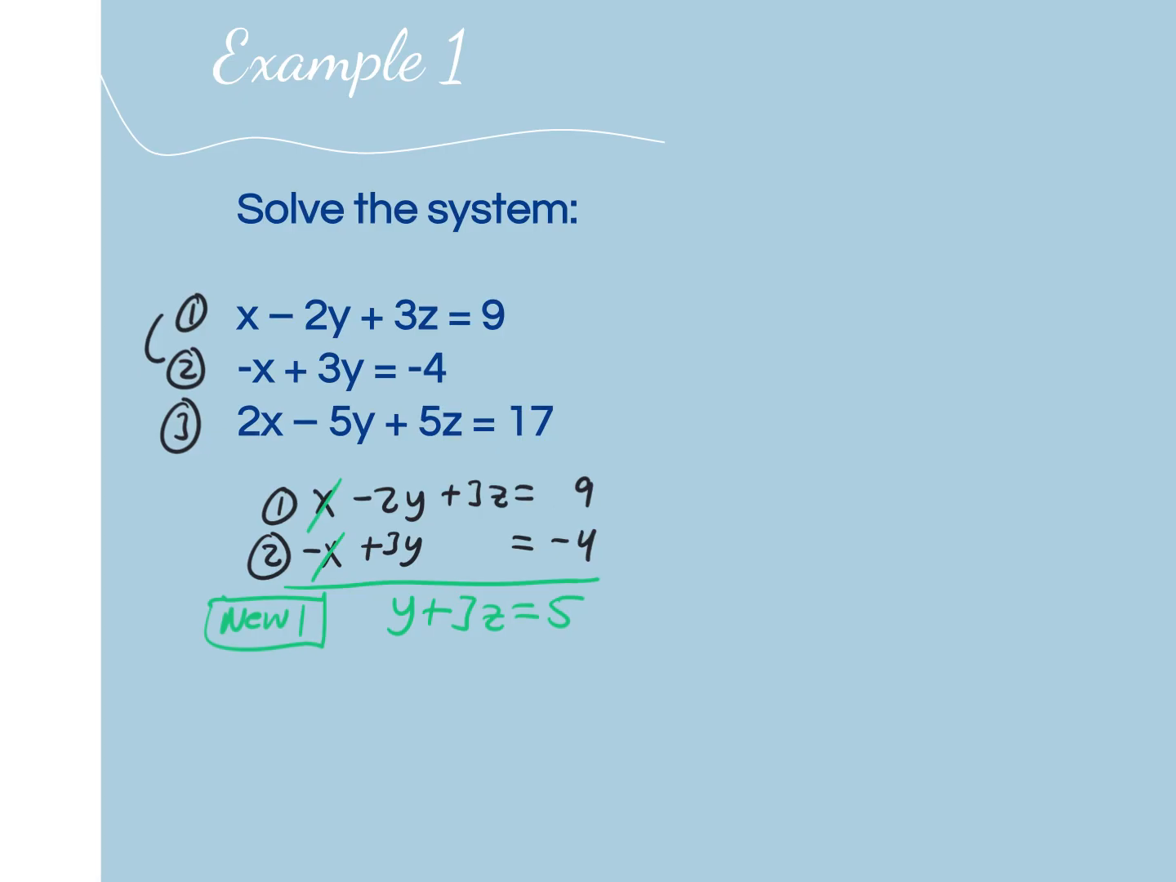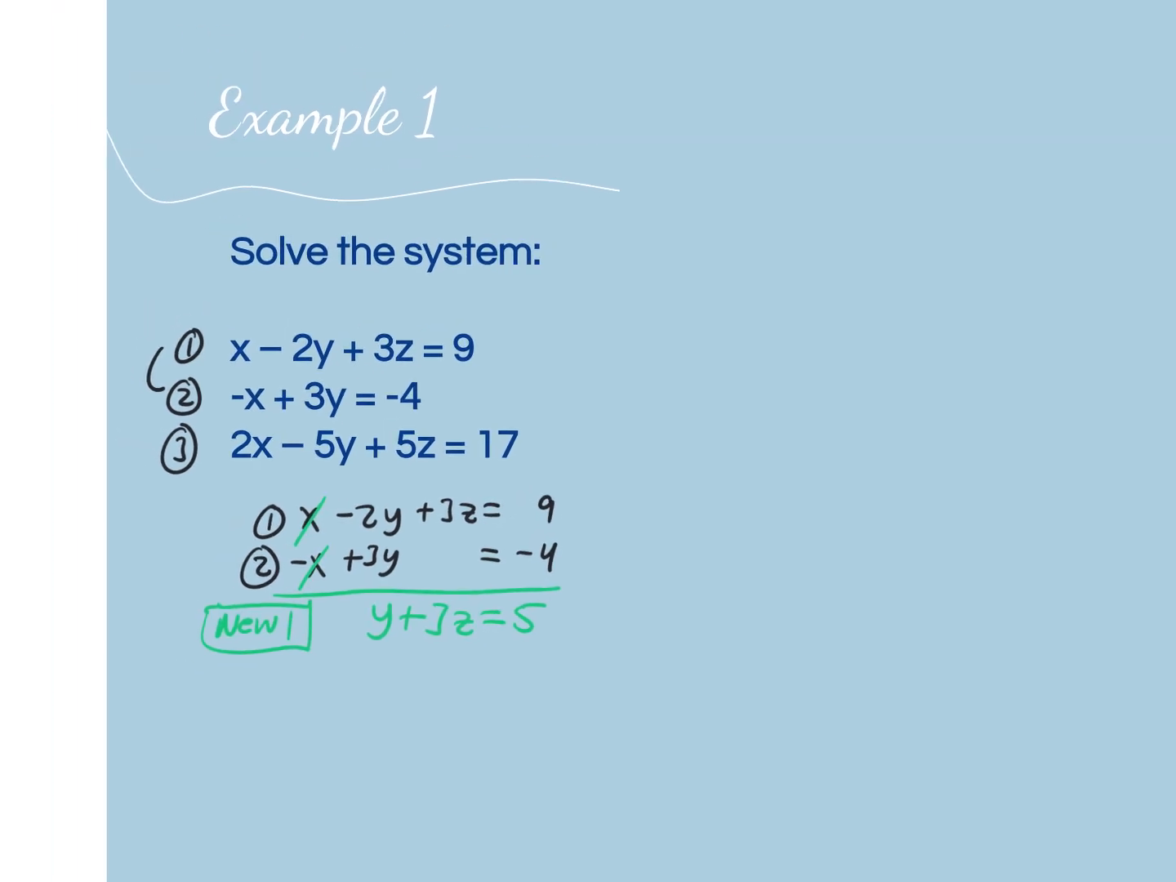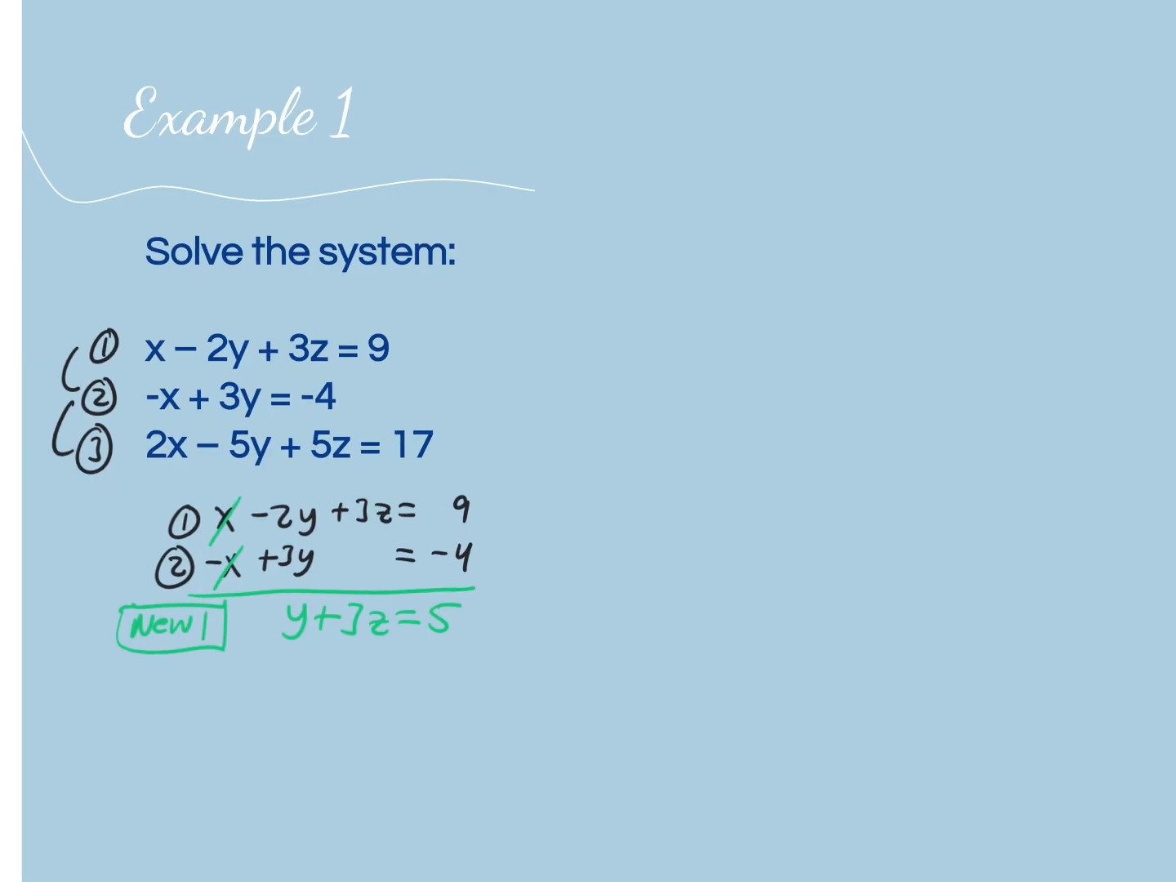I'm going to do the same thing using any other two equations to try to cancel out x again. If you canceled out x once, you want to try to cancel it out again. So let's do 2 and 3. That's another easy one to pick just because the coefficients are already opposite signs. You just need to do something to get the coefficients to match. So let's do equations 2 and 3. Equation 2 is negative x plus 3y, I'll leave a space for z, equals negative 4.